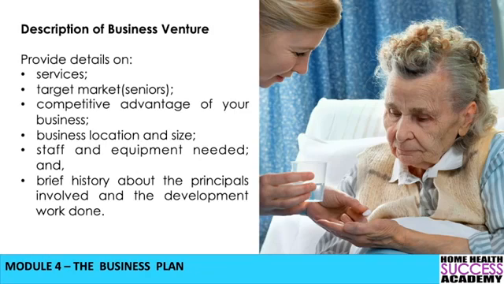So, description of the business venture. Provide details on services, target market, like the seniors. You can even say, hey, we also provide services for disabled people or disabled veterans. You need to talk about the competitive advantage of your business. Why is your business going to be competitive? Meaning, are you doing something that's different? And then also talk about your business location, the size, staff and equipment needed, and also a quick brief history about the principals involved and the development work that was done.